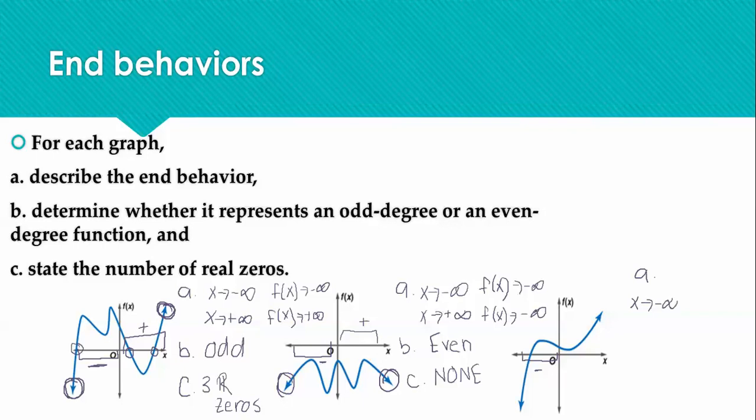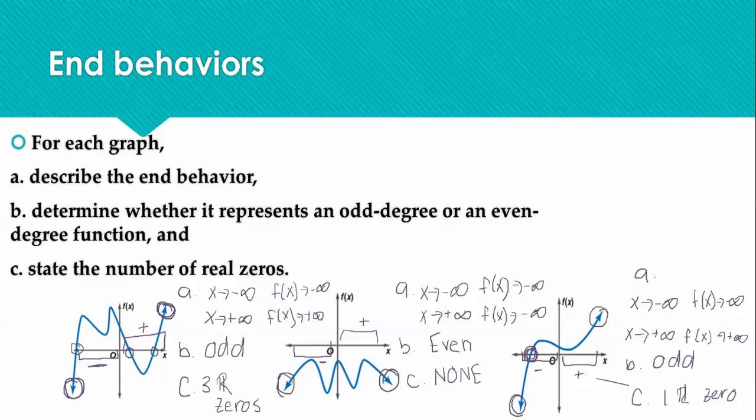Our last one for A, again, when x is negative infinity, my f of x is pointing down, so my f of x is also going towards negative infinity. Now when my x's go to positive infinity, my f of x is also going towards positive infinity. Then for B, is it even or odd? Well, the ends are facing opposite directions, so it is odd. And the last one, it's only touching the x-axis once, so there's only one real zero.